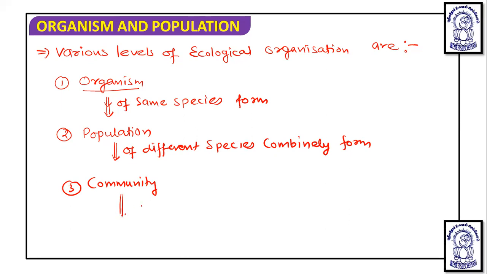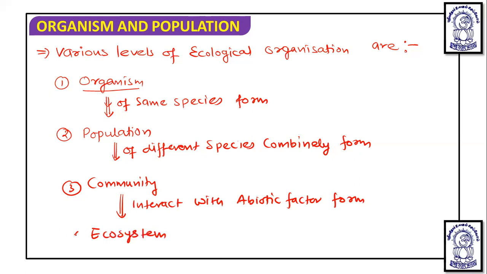Now when a community interacts with abiotic factors, it forms an ecosystem, that is the fourth level. And ecosystems form the fifth level, that is landscape.